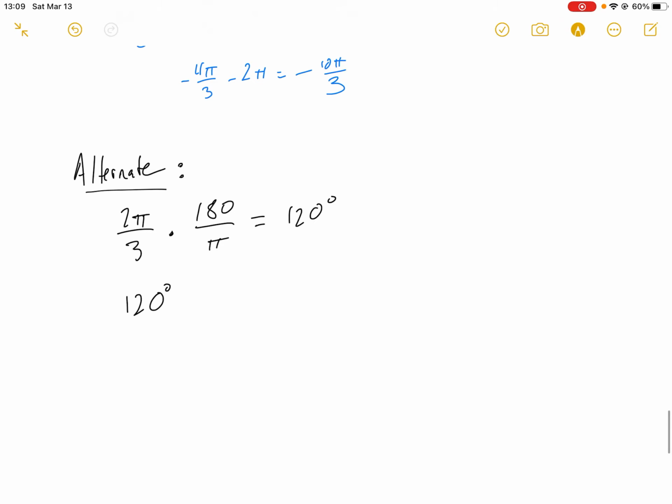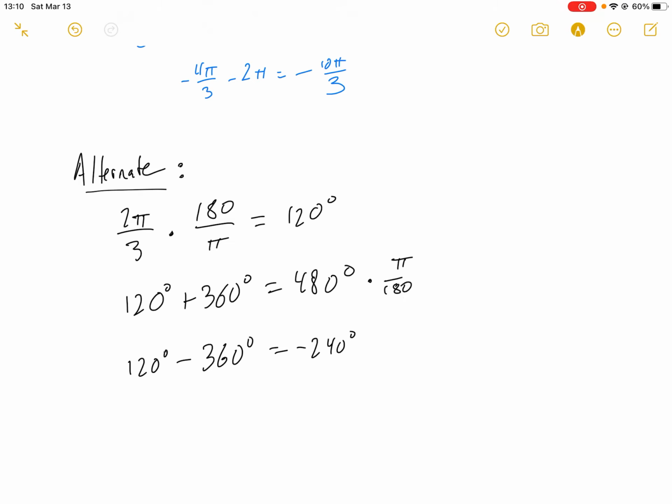And then what you could do is say, well, I need 120 plus 360, and so you'd end up with 480 degrees. And you could also do 120 degrees minus 360, and this would give you negative 240, I think. And so now you have your two coterminal angles. You do now have to convert them back.